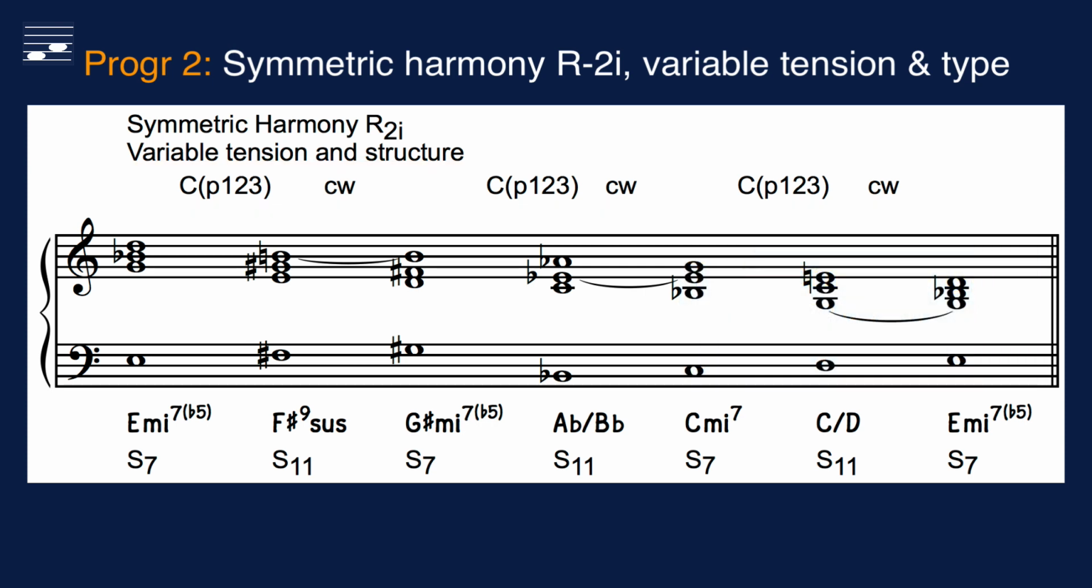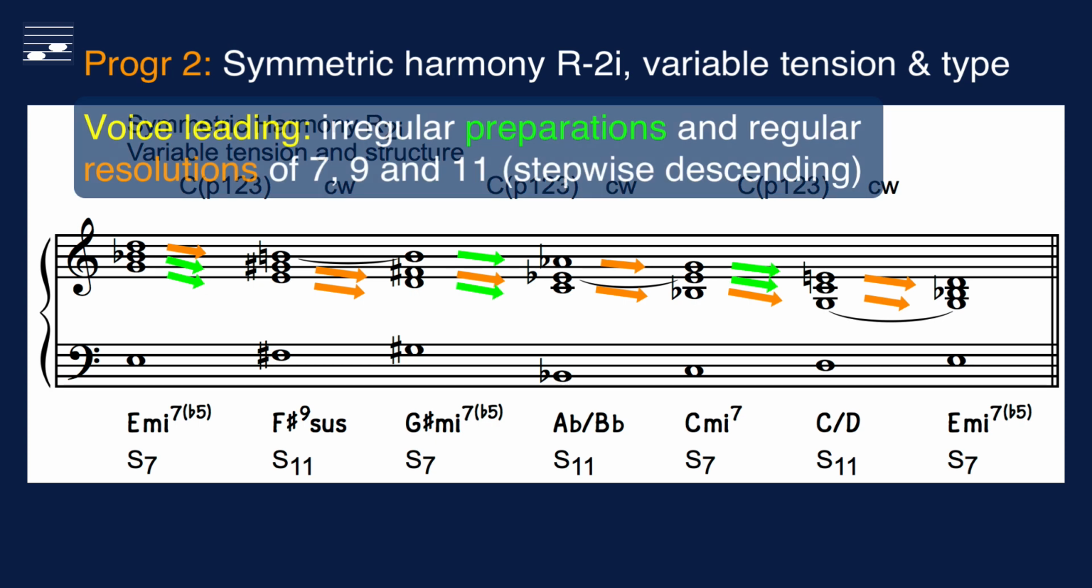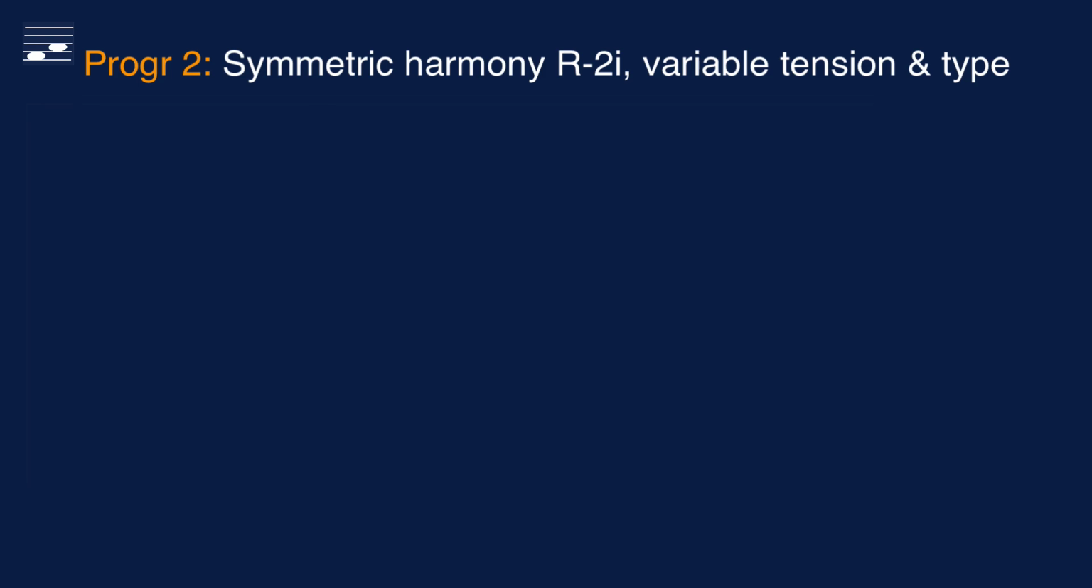Note the opening close position triad in the upper layer, with labels P1 to P3 from bottom to top. We maintain this order going to the 2nd chord, also a close position triad. The clockwise permutation will modify the order of the part labels and yield an upper layer triad in first inversion position. Note the overall closing contrary motion trend of this example progression. The voice leading is shown here, with many irregular dissonance preparations and regular stepwise descending resolutions.